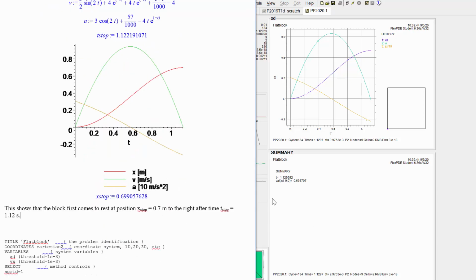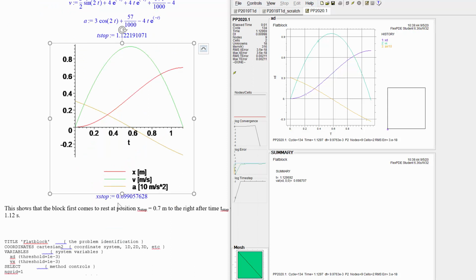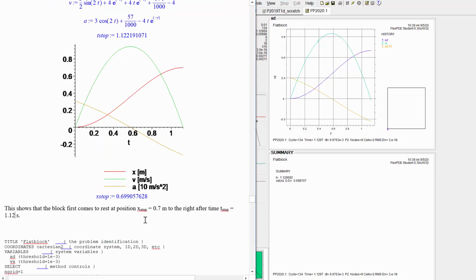We didn't quite get that threshold with FlexPDE, so maybe 1.12 is a little bit too precise, but I think we're okay for now. So this comes to a stop after t stop is this.